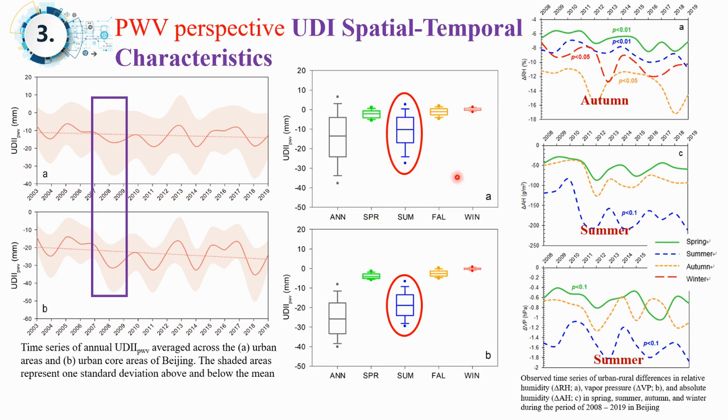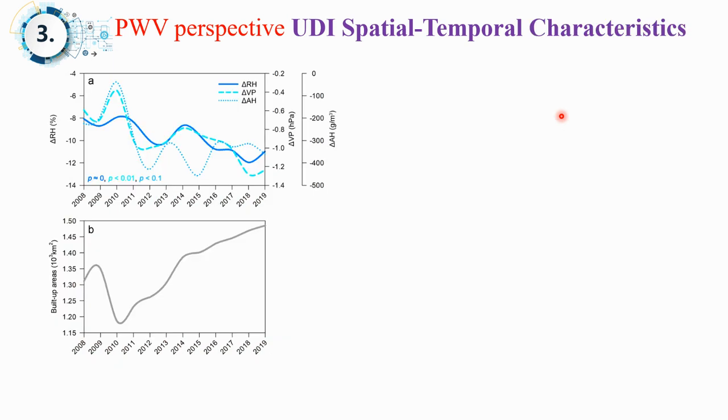Besides, we want to validate whether it's consistent with the near-surface level. So here is the result based on the stations. We found something different: the relative humidity-based UDI is strongest in the autumn, but the other two, the vapor pressure and the absolute humidity, are strongest in the summer. That implies that when we analyze UDI, we should use more indicators to reduce the uncertainties. And again, it's proof of the complexity of the UDI.